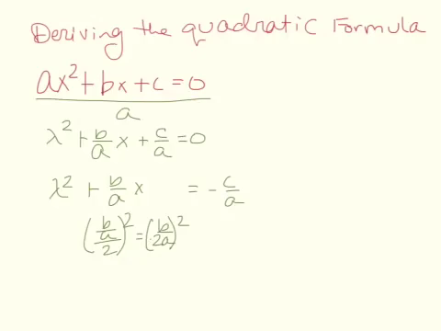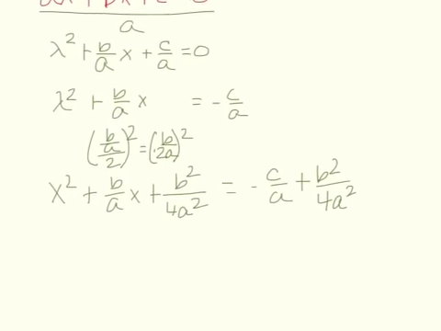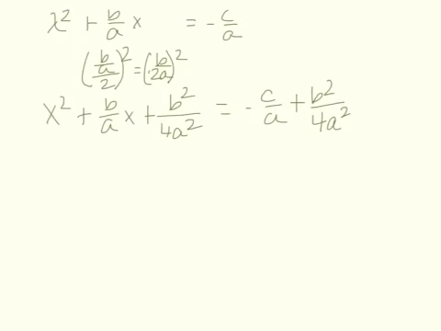Which would be x squared plus b over a x plus b squared over 4a squared equals negative c over a plus b squared divided by 4a squared. We've done nothing new here. At this point, we are going to deal with the part that I am underlining. We're only going to deal with this for just a moment. I am going to combine these into one fraction.